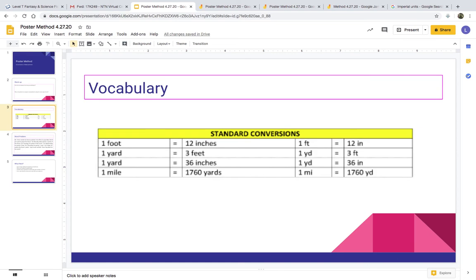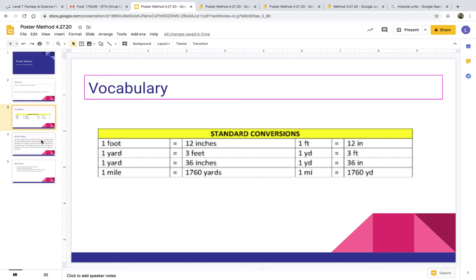Vocabulary. Okay, for today's lesson, these are some of the words that you're going to need, and it's also a tool, okay? A foot. So 1 foot is equivalent to 12 inches. 1 yard is equivalent to 3 feet. 1 yard is equal to 36 inches, okay? And here's 1 mile is equal to 1,760 yards. Whoa, that's a lot of yards. Okay, make sure that you use this tool throughout this lesson, because this is a handy tool that you will need and it will be helpful for you.